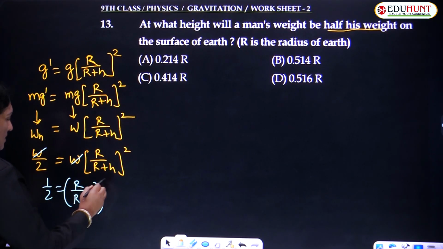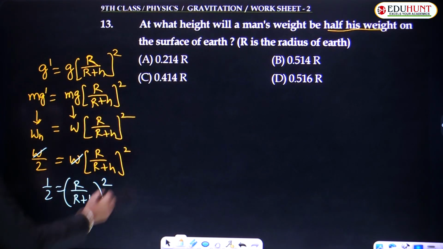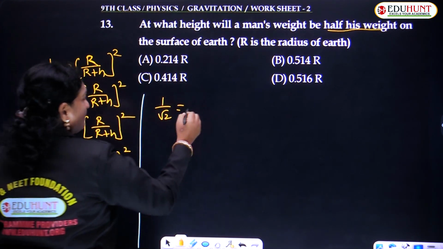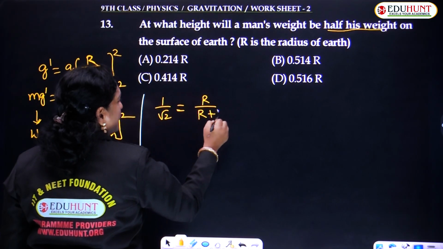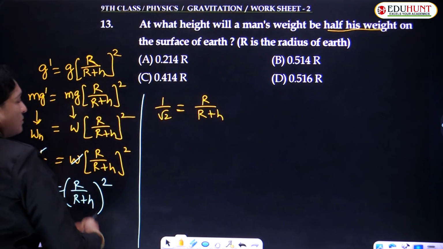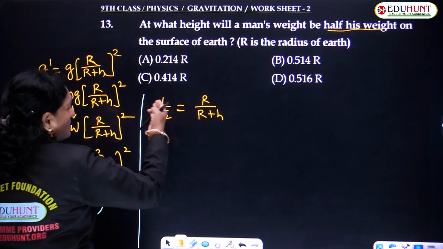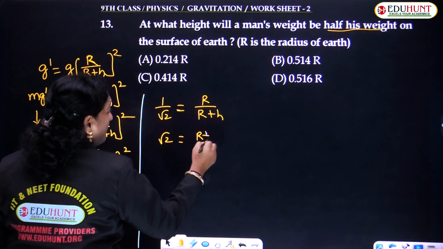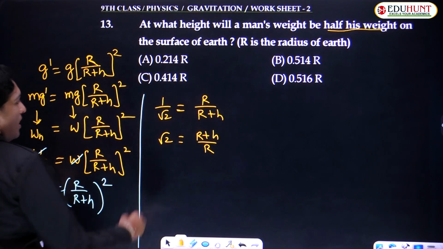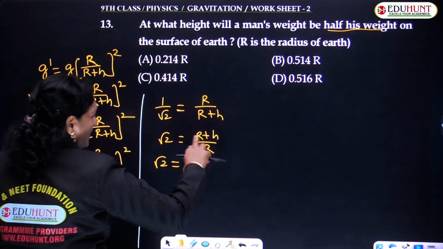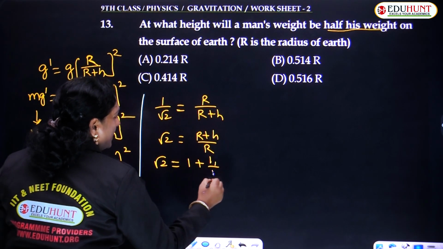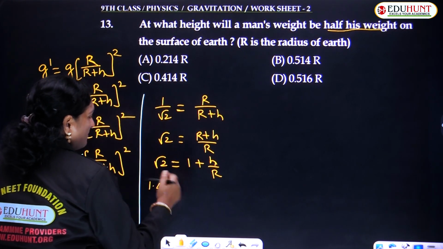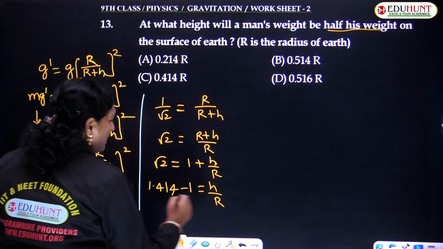Taking the square root of this, what is the square root of 1/2? The square root of 1/2 is 1 by root 2, equals R by R plus H. So, cross multiplying, taking the reciprocal, we have root 2 equals (R plus H) by R. Or root 2 equals, separating the variables, R by R is 1, plus H by R. Root 2 value is 1.414. Bringing the 1 here it becomes minus 1, equals H by R.